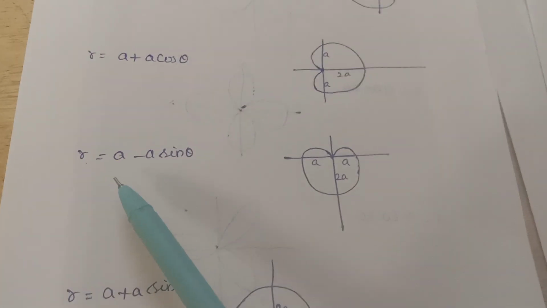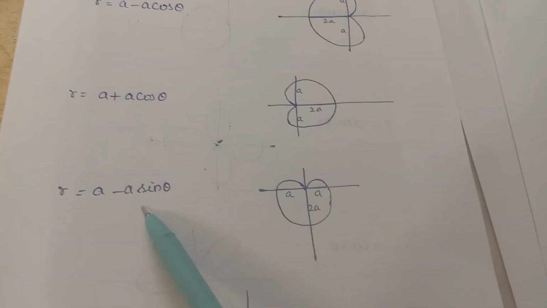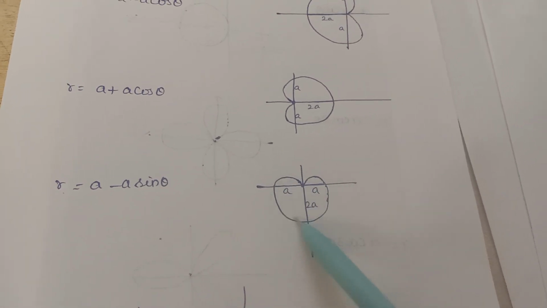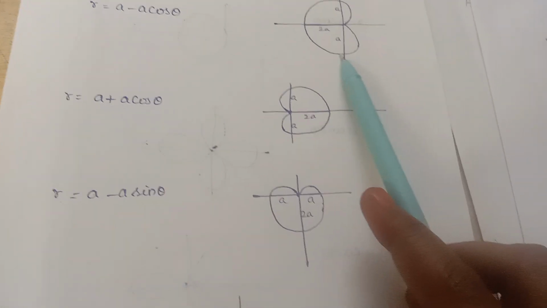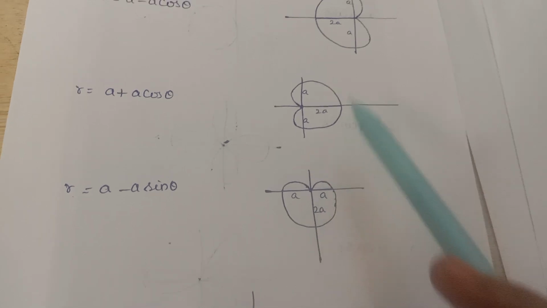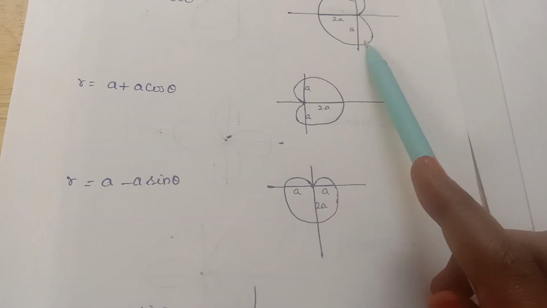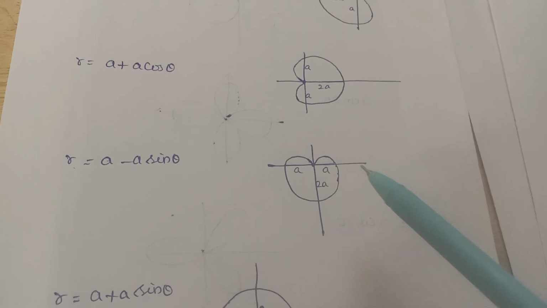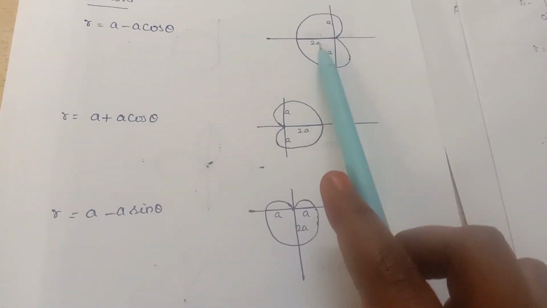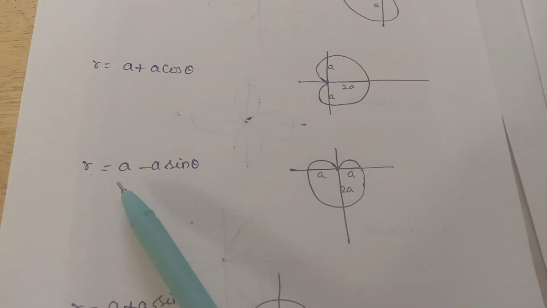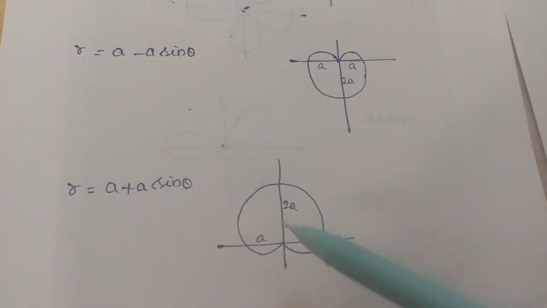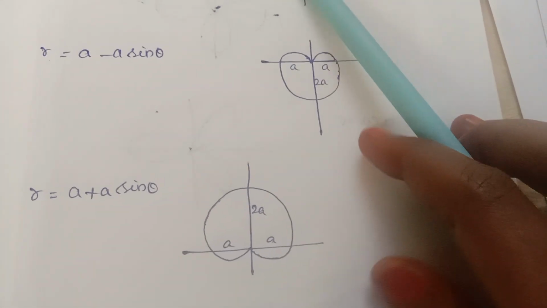Then if it is with sine theta, a minus a sine theta, it will be on the lower part. Here the orientation is horizontal, and here the orientation is vertical. Cos means it will lie horizontally. Sine means it will lie vertically. And similarly, a minus a cos theta means it will lie on the left side. a minus a sine theta means it will lie in the lower part. And a plus a sine theta means it will lie in the upper half.